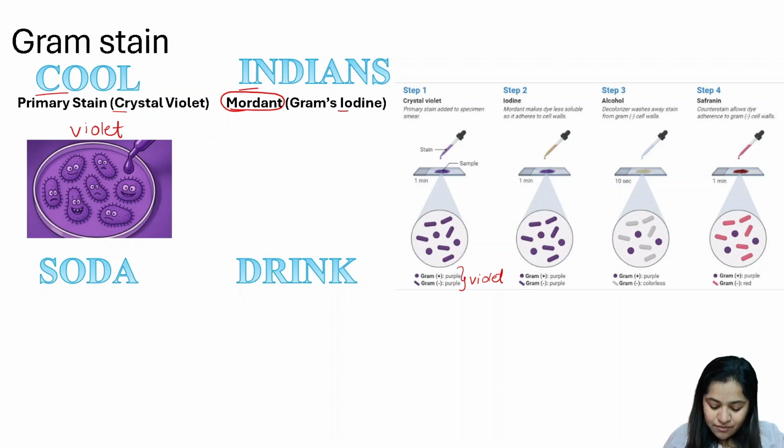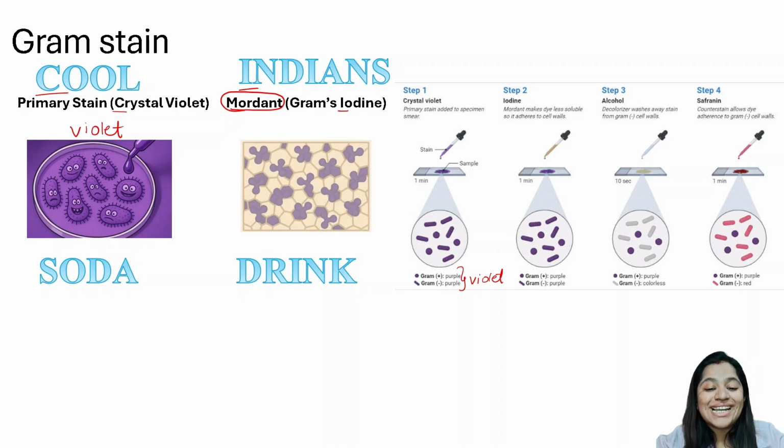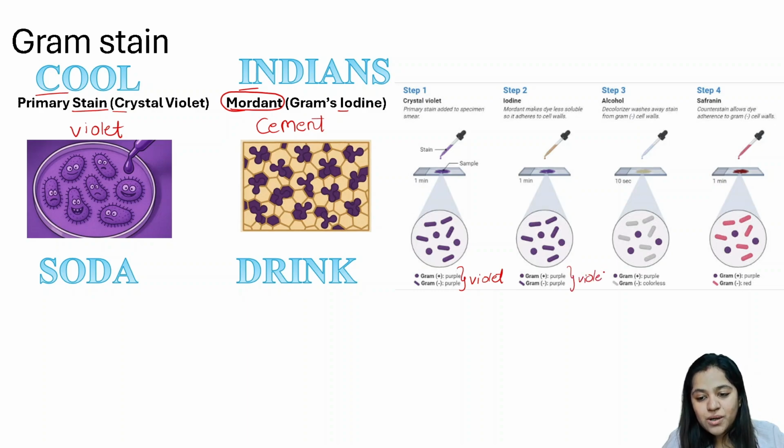Okay. What is the function of mordant? Now, mordant is like a cement. What does it do? It forms a di-iodine complex which holds the primary stain, the crystal violet, together. It holds it tighter. That is the function of your mordant. Remember, mordant is like a cement. Now, at this stage also, both your gram positive and negative are the same color, purple or violet.